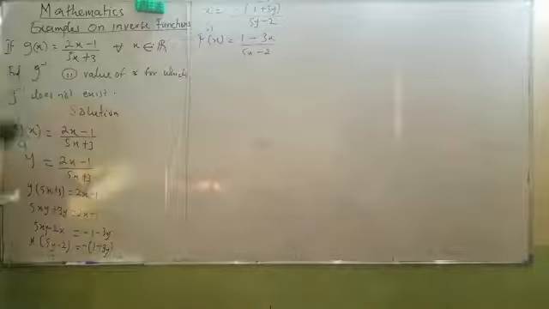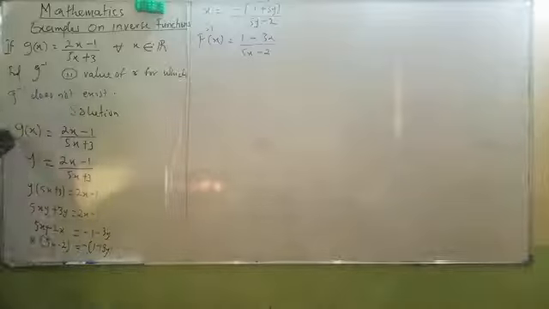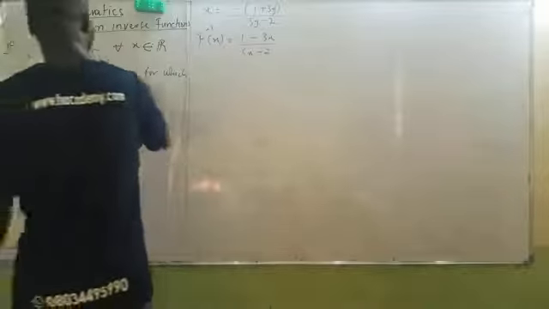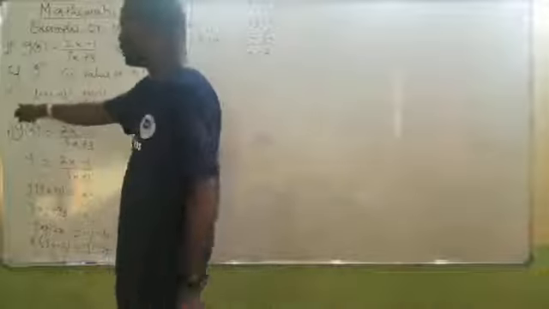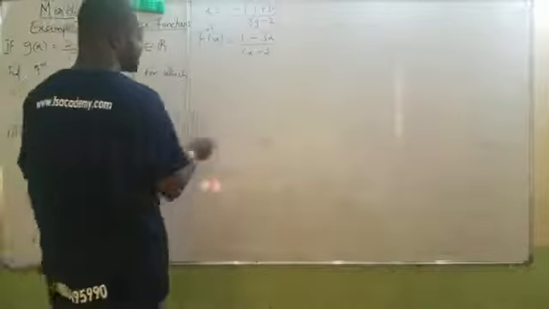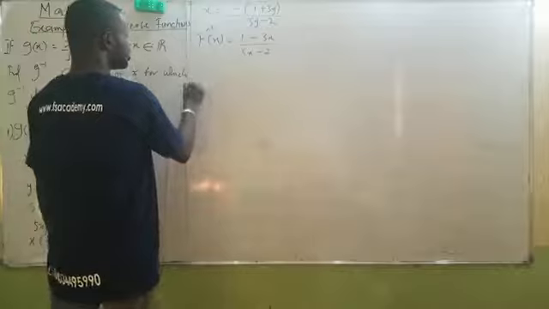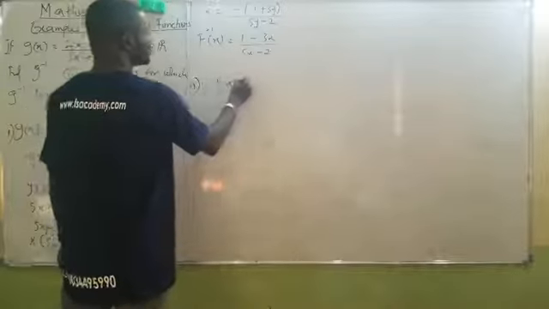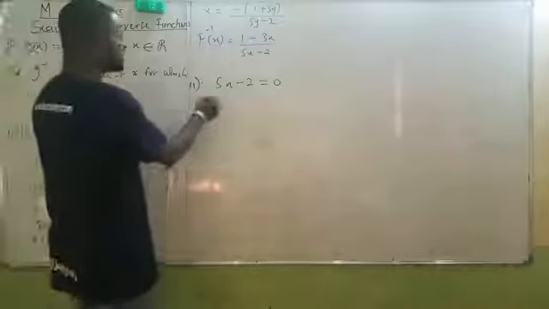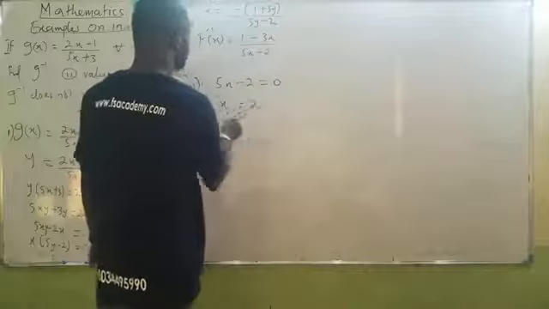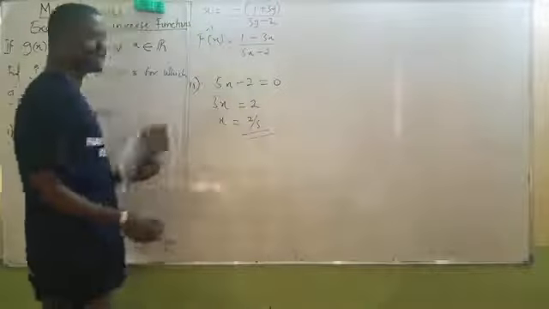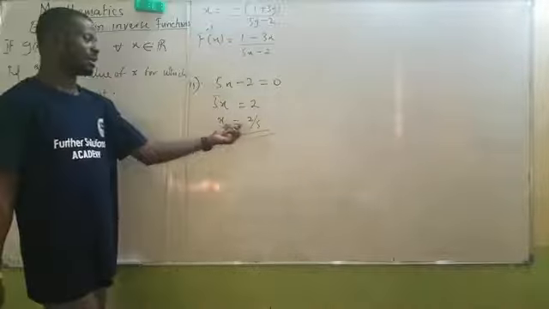That is the first one, number 1. Number 2 asks us to find the value of x for which g inverse does not exist. It will not exist only if the denominator 5x minus 2 equals 0. That's the only time it will not exist. It means 5x equals 2, so x equals 2 all over 5.